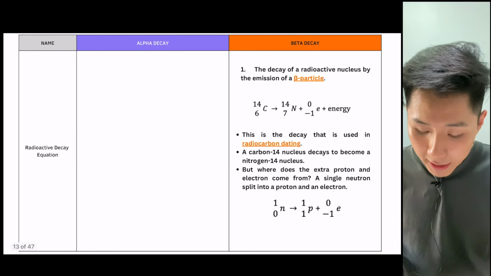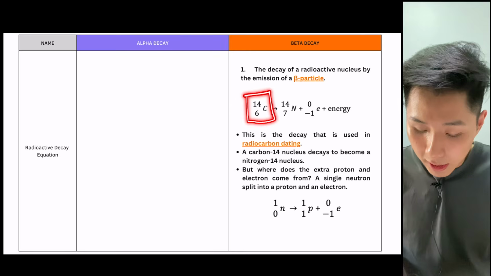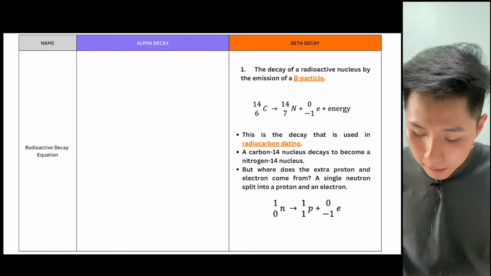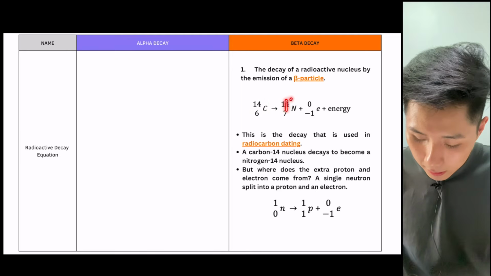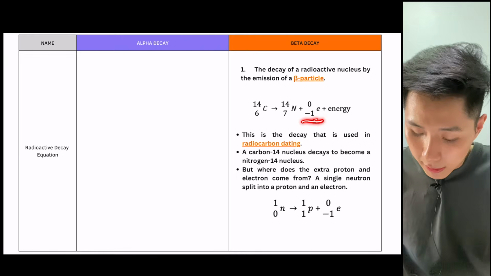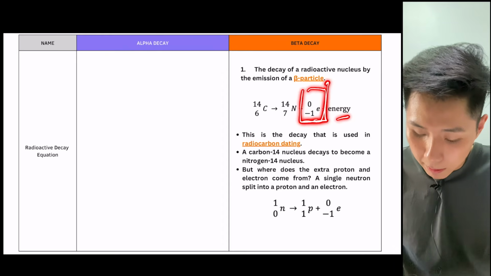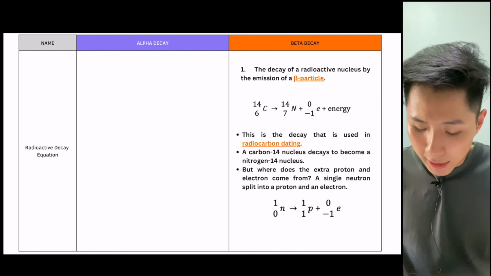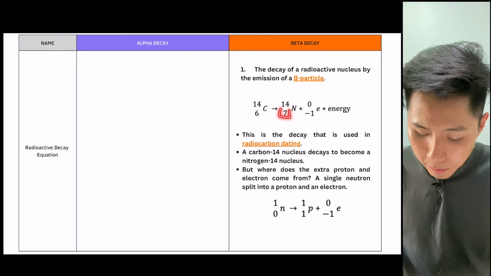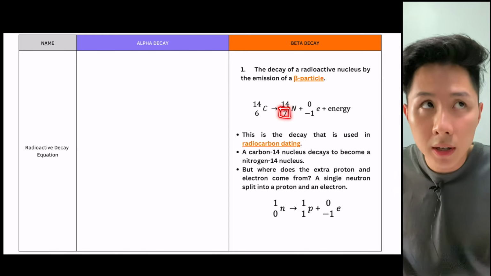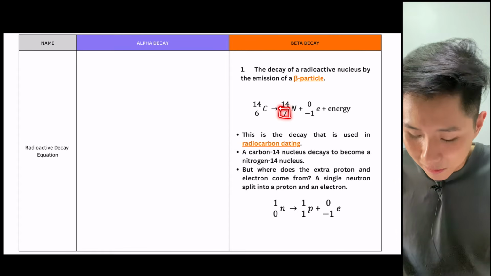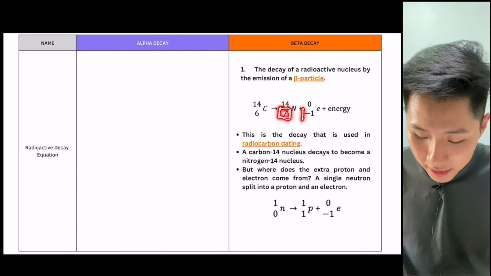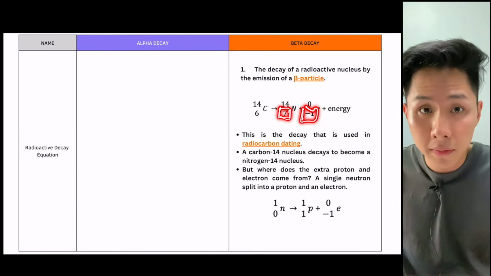So as for beta decay, it is from, let's say, carbon and turns to another element plus electrons plus energy. So this is the beta particle. And at this point, you might ask, hey, I noticed that the number of protons increases after the reaction. And where does this proton and where does this electron come from?